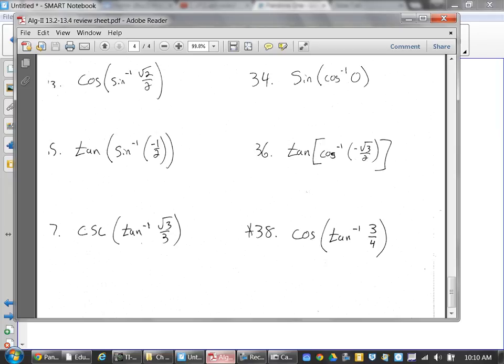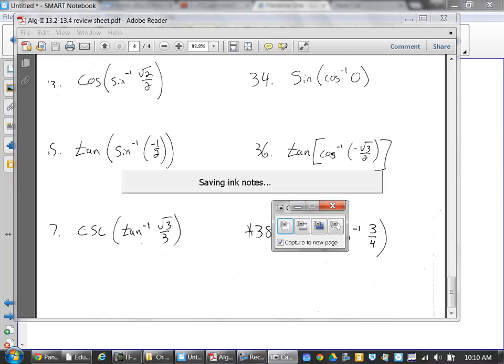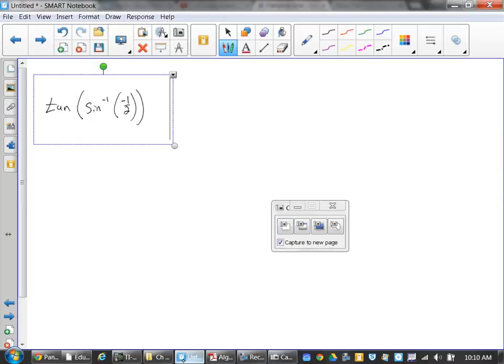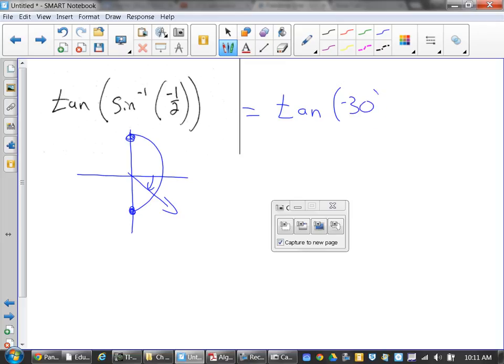Let's do another one like that. Tangent of the inverse sine of negative 1/2. That says, what is the tangent of the angle that has a sine value of negative 1/2? Sine, you find that first. Negative 1/2, negative value. So you have 30, 60. So it's going to be at negative 30 degrees. You guys agree? Okay. So that means that this here is negative 30 degrees. So what you're asking now is, what is the tangent of negative 30?